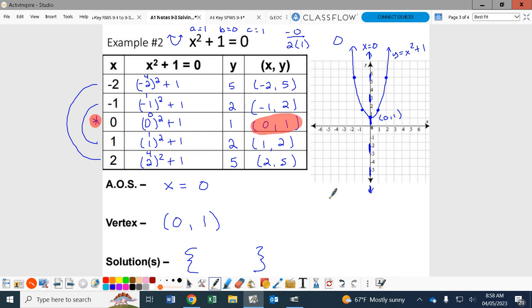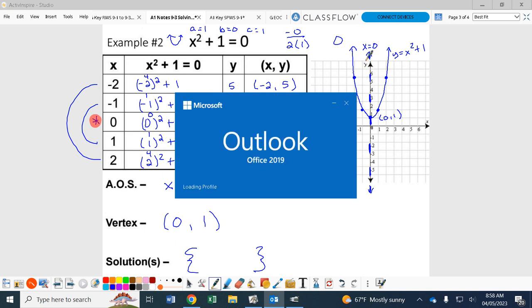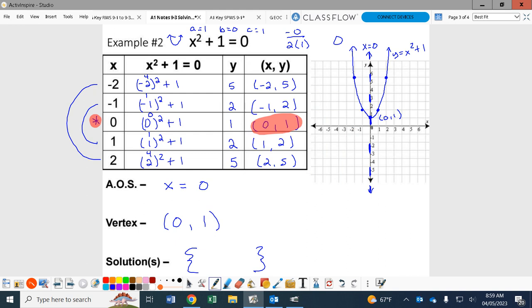Okay guys, one last problem. Go ahead and pull out your A, your B, and your C. Try to get your vertex, please. Go ahead and pull that out. Oh, sorry guys. Okay, let me see if I can pull them out.